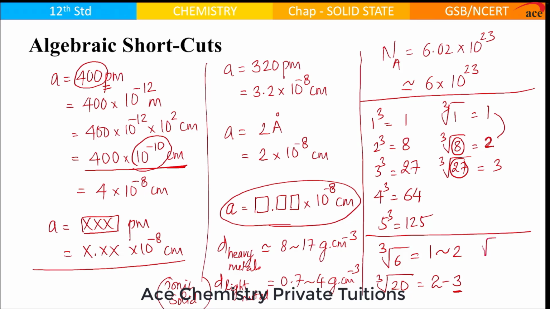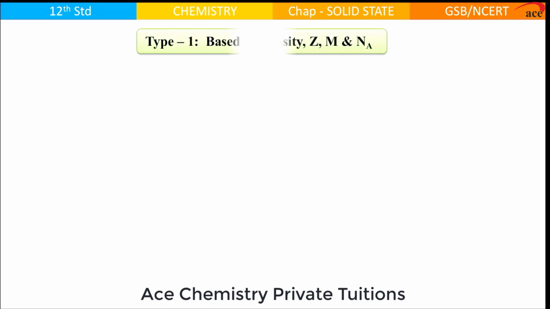Similarly, somebody asks what is cube root of 100? Think what is cube root of 100? We are aware cube root of 125 is 5, cube root of 64 is 4, 100 lies between 64 and 125. Therefore, your answer will be between 4 to 5, but closer to 4. So, these were all the algebraic shortcuts that you should be aware while dealing with numericals of solid state.